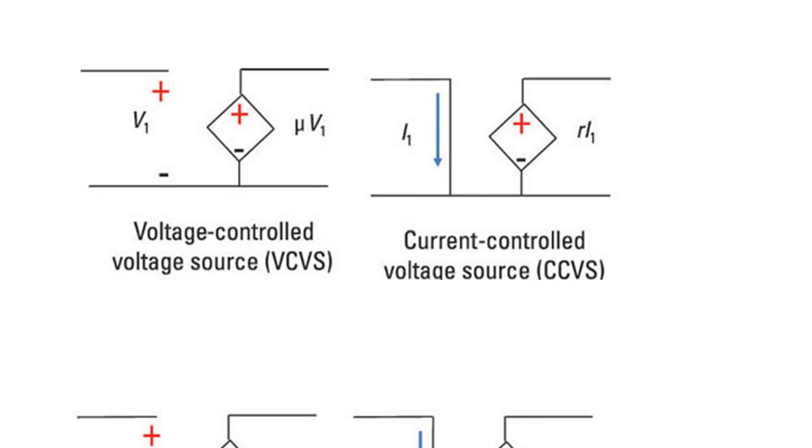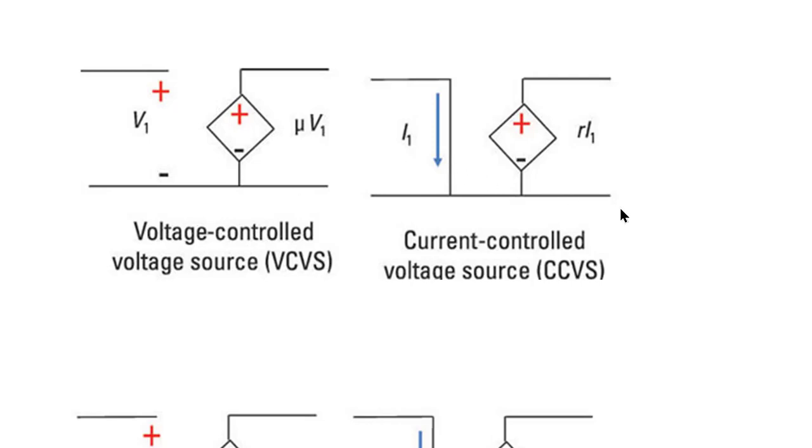Coming to the classification of the dependent voltage sources, there are two types of dependent voltage sources available. They are called the voltage controlled voltage source, which is normally represented as VCVS, and the symbol will be like this. This is the dependent voltage source, or voltage controlled voltage source. The magnitude of this dependent voltage source depends upon the voltage across these two terminals, that is V1 here, and mu is the gain of this voltage source.